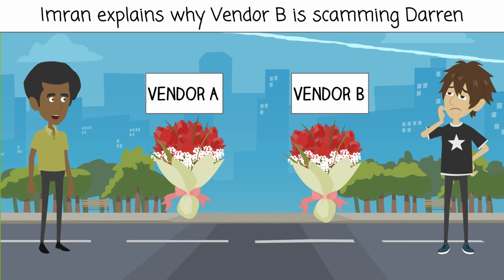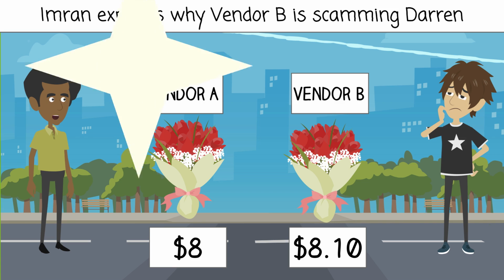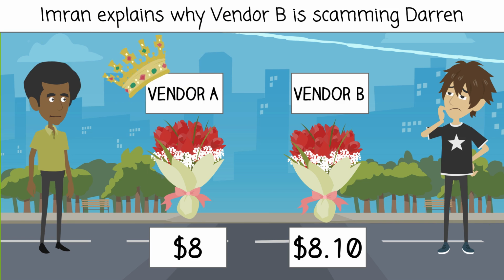You see, vendor A gives 20% discount straight. So means vendor A selling you the rose for $8, whereas vendor B only give 19% discount. So vendor B selling you the rose for $8.10. Compare $8 to $8.10, vendor A cheaper than vendor B. And please la, magic perfumes don't exist. Vendor B is just trying to scam you.